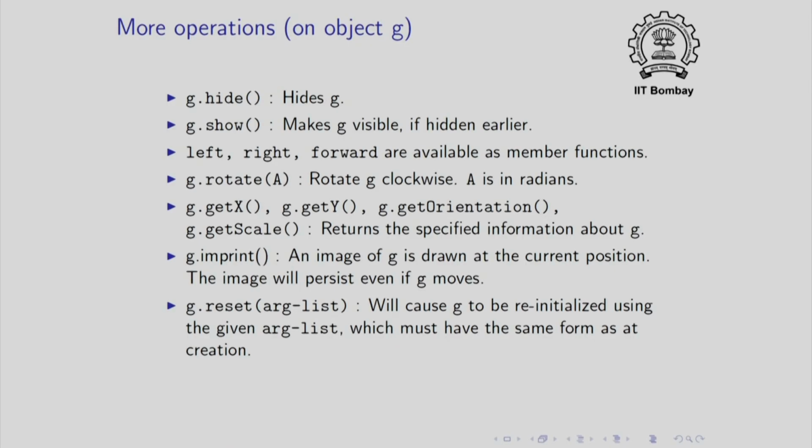g.reset is a command which allows you to reinitialize g. So whatever argument list was acceptable at the time of creation can be supplied over here, and the corresponding named object will get reset. I should point out that rotation and scaling cannot be performed on text.